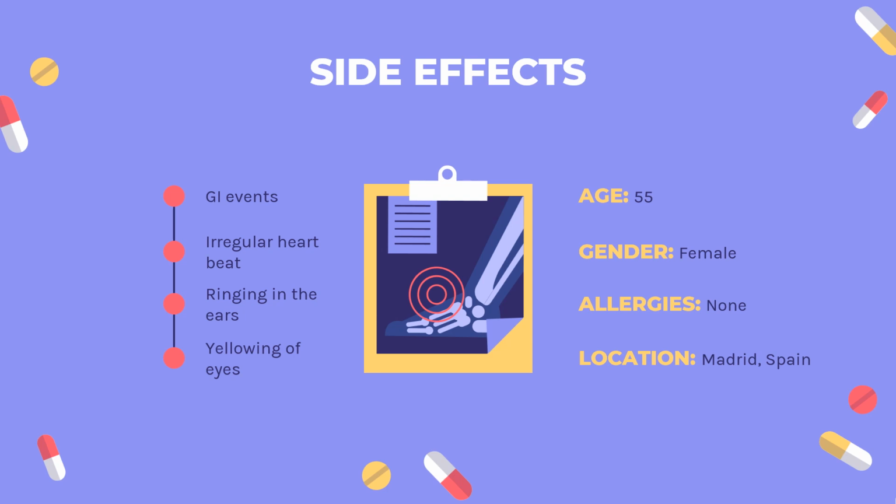Side effects. Increased risk of GI events including bleeding, ulceration, and stomach or intestine perforation. Abdominal pain or cramps. Constipation. Gas. Diarrhea. Nausea and vomiting. Dyspepsia. Irregular heartbeat. Possible increased risk of serious and potentially fatal cardiovascular thrombotic events, MI, and stroke. Risks may increase with duration of use and for cardiovascular disease history. Ringing in the ears. Yellowing of eyes.